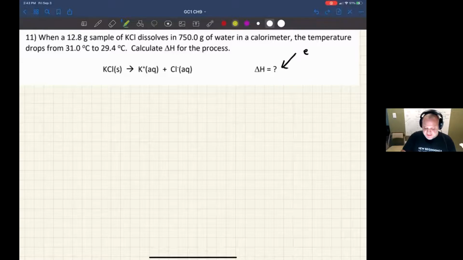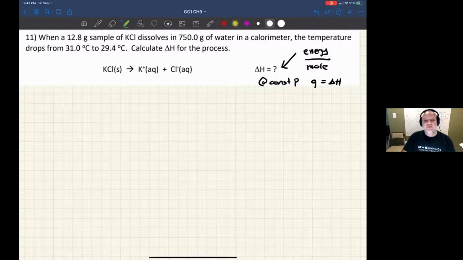Now, the delta H is the energy per mole. Don't forget, that's joules or kilojoules per mole. Now, what we don't tell you in Gen Chem 1 that we'll show you in Gen Chem 2 is that at constant pressure, Q equals delta H, that Q is delta H. And so what we need to do in order to figure out delta H is calculate the Q per mole.